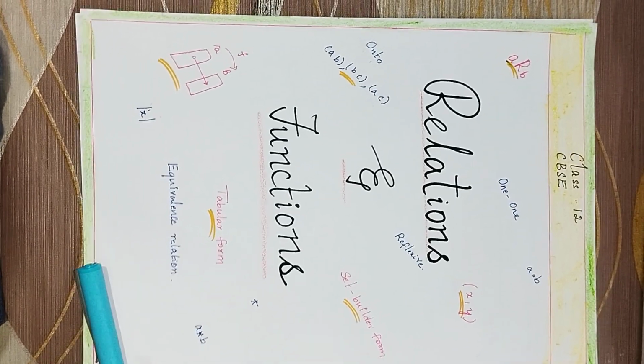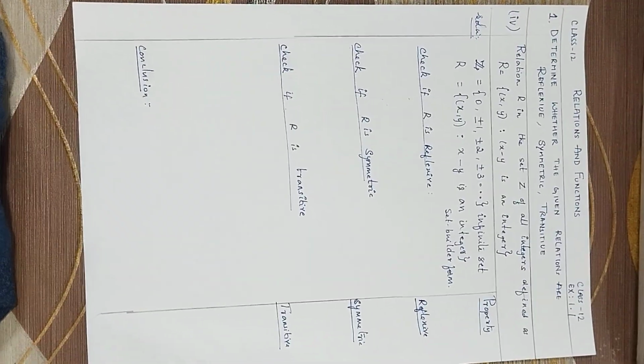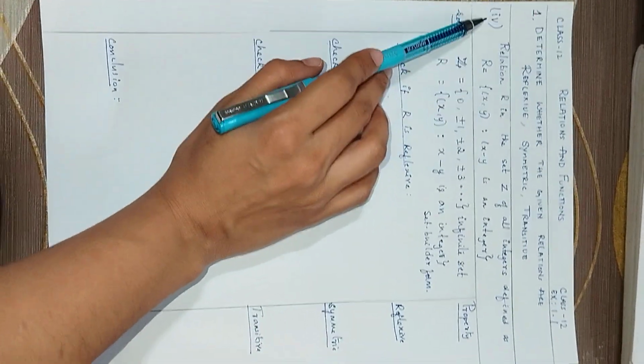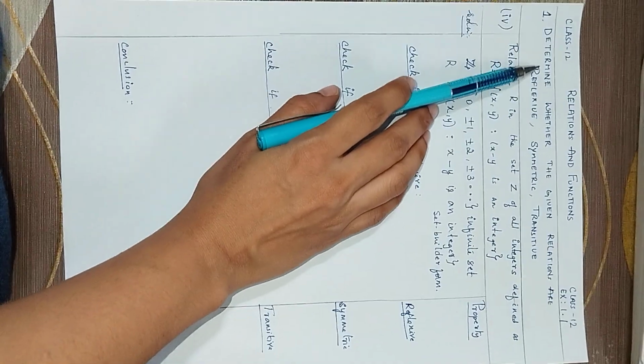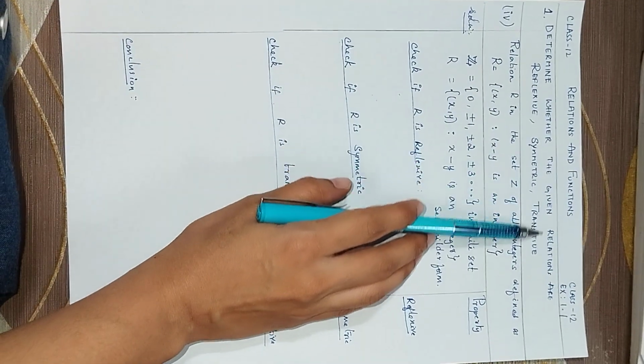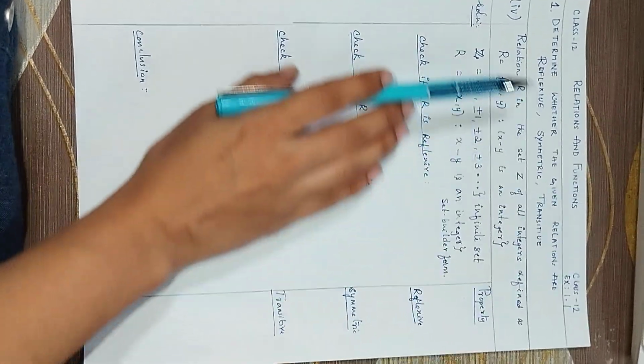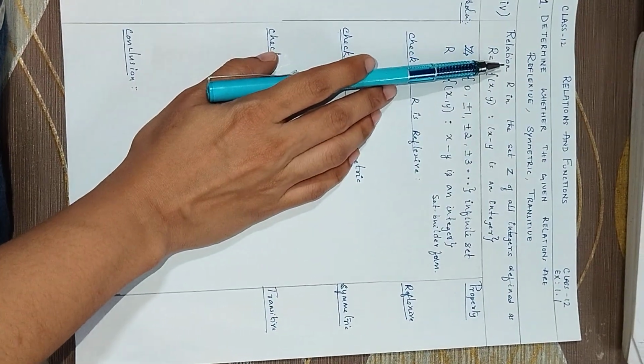Class 12 Relations and Functions. Exercise 1.1. First question, the fourth sub-question. Determine whether the given relations are reflexive, symmetric, transitive. So how is the relation defined here?